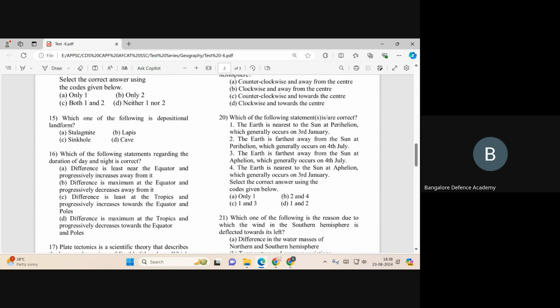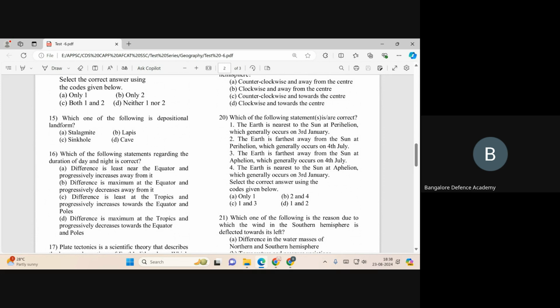Is it perihelion? Statement true or false? Half of the statement is true, because there is a second statement also. Next one, Earth farthest away from the Sun is perihelion. True or false? False. Eliminate it. Earth farthest away from the Sun is aphelion. True. Earth nearest to the Sun is aphelion. False. You can eliminate these two. The second statement is not required at all.